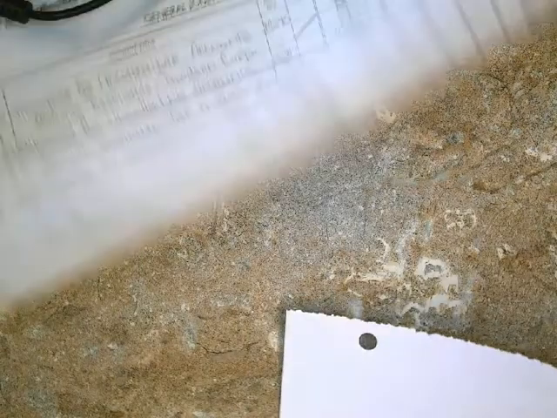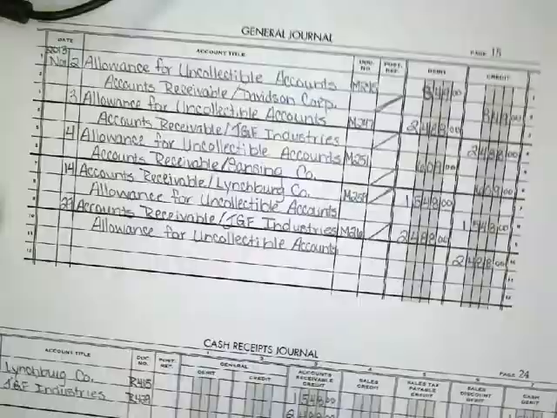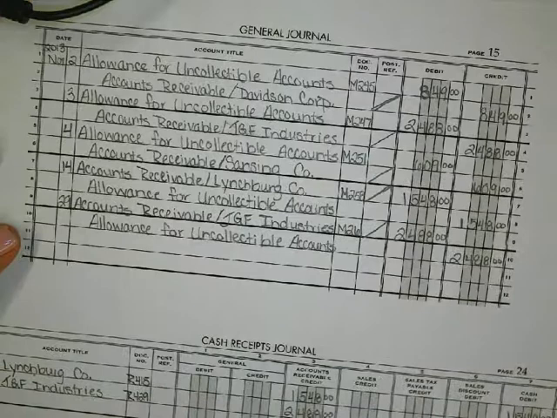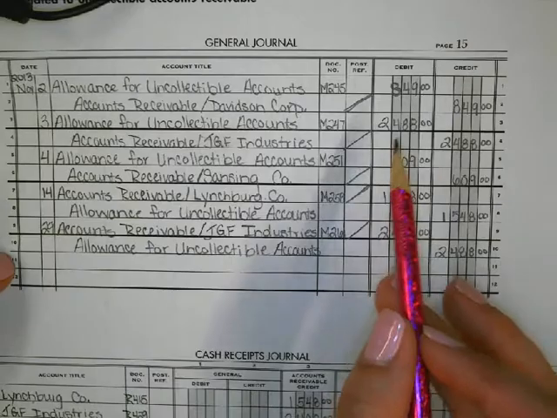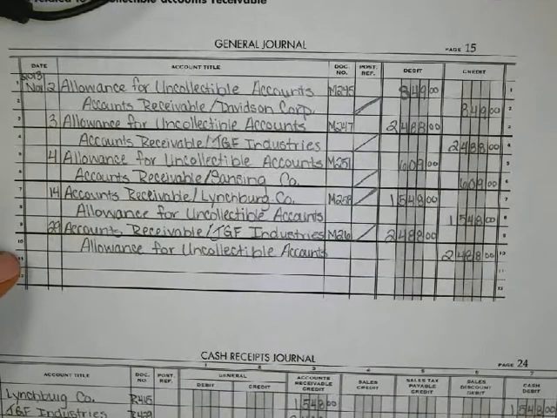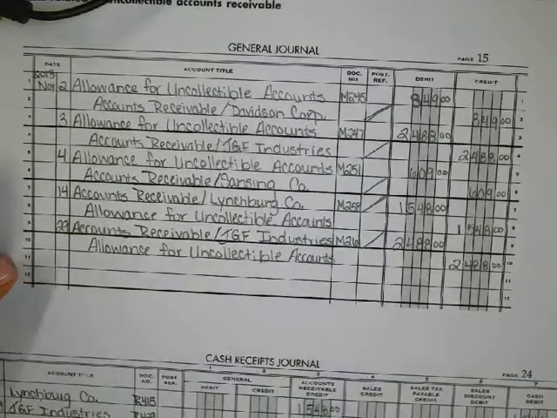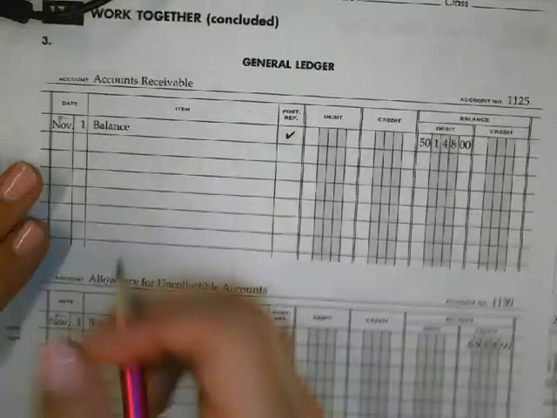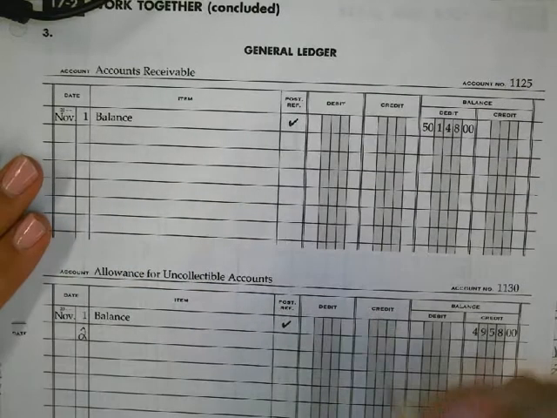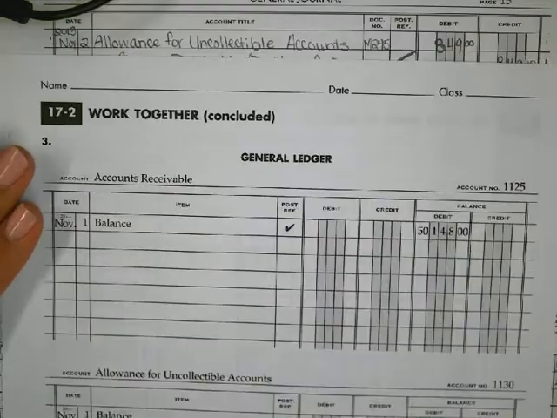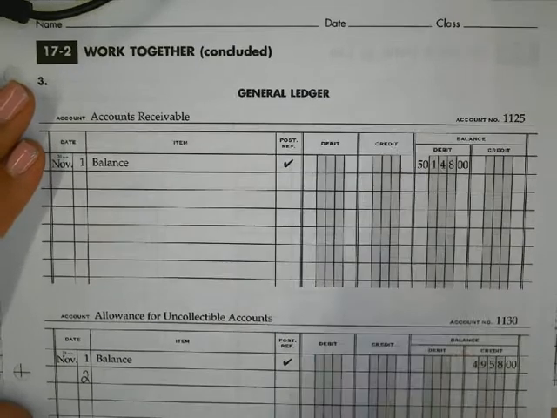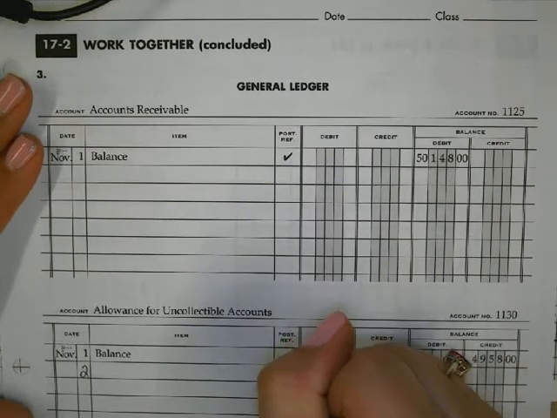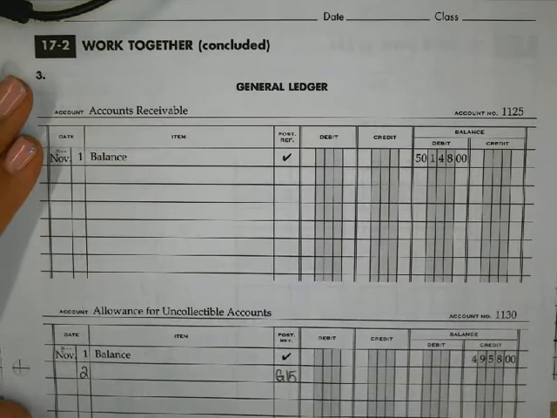You will need to have page 8 and page 9 from your workbook. Okay. So we're going to start on November 2nd to post that $849 to the allowance of uncollectible accounts. What is my post reference number? G15, General Journal, page 15.